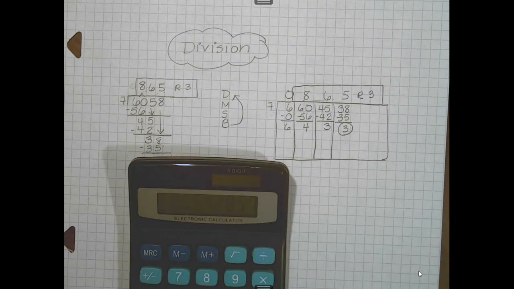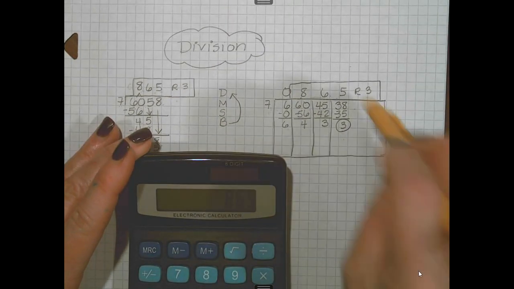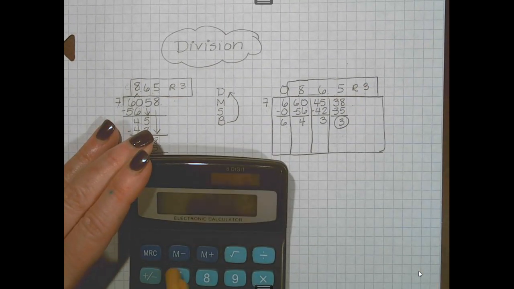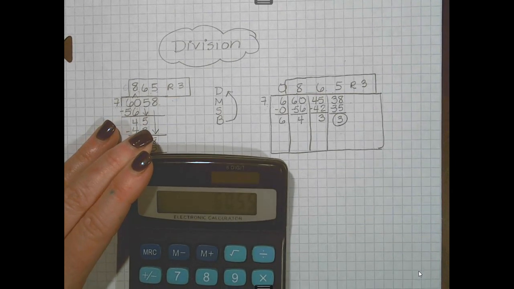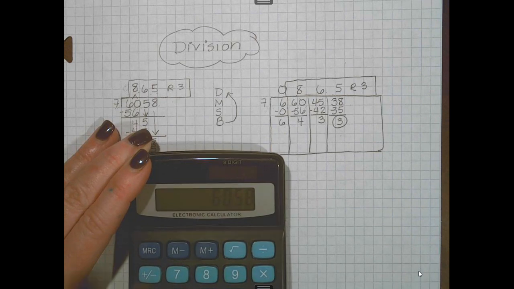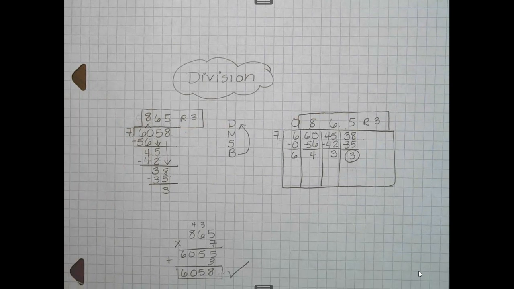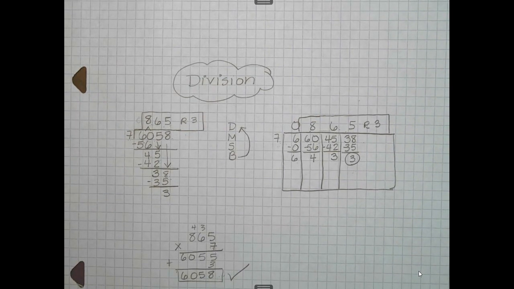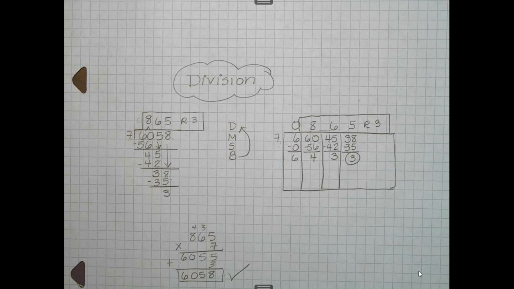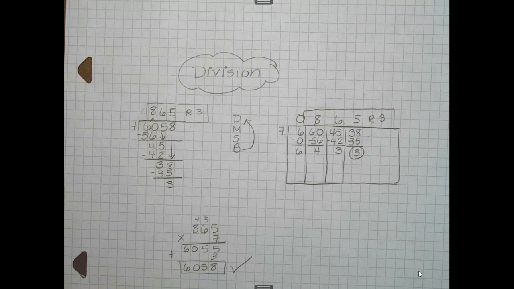You can always use a calculator for that. Take the whole number part of your quotient, multiply it times your divisor, add the remainder, and check to see if that was the dividend. If that was not the dividend, then we've done something wrong and we need to go back and find our mistake.